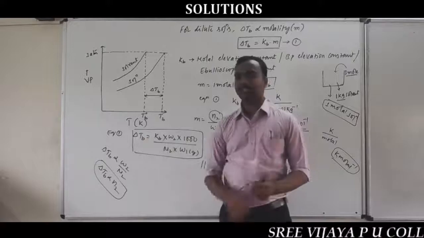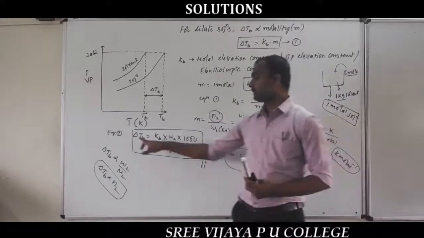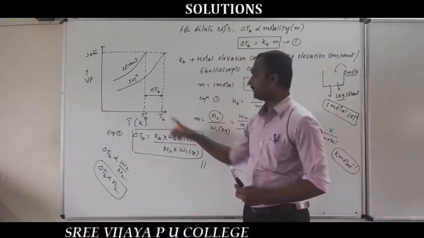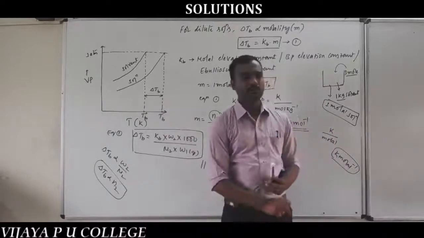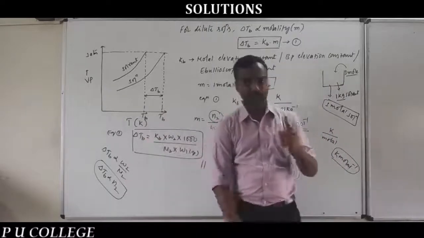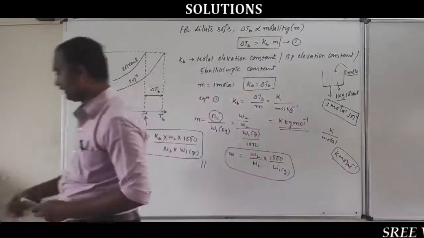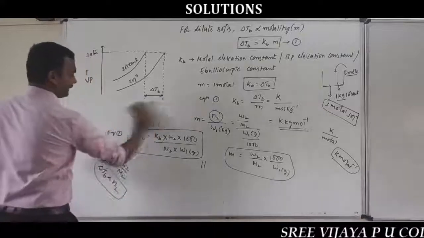Sometimes TB value is given, sometimes T0B is given, you should know that. So delta TB is TB minus T0B. TB is the boiling point of solution and T0B is the boiling point of pure solvent. So that's about the elevation of boiling point of solvent. And also we can determine the Kb value for a particular solvent.